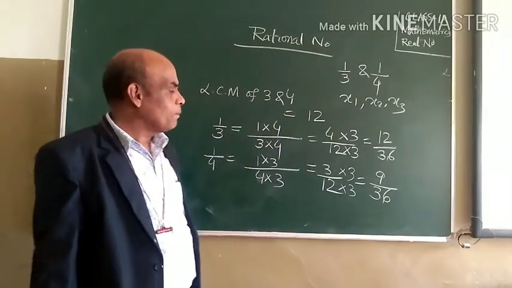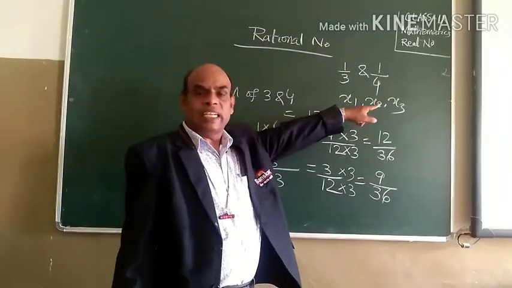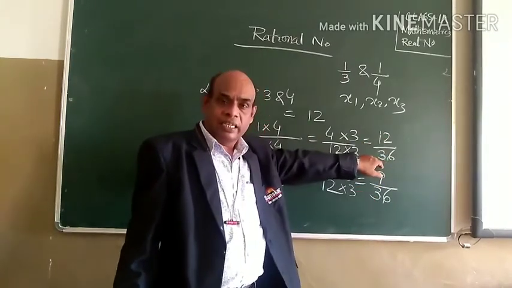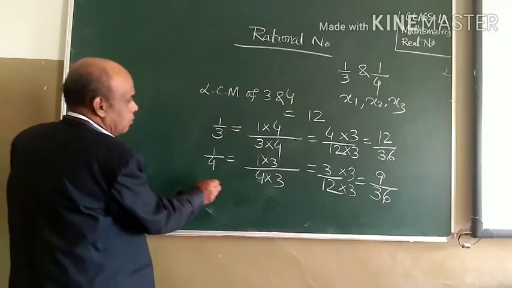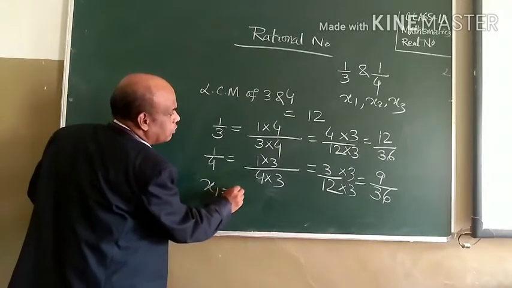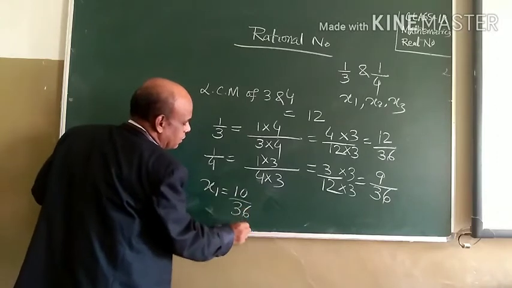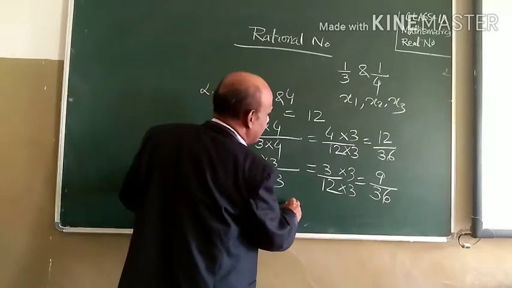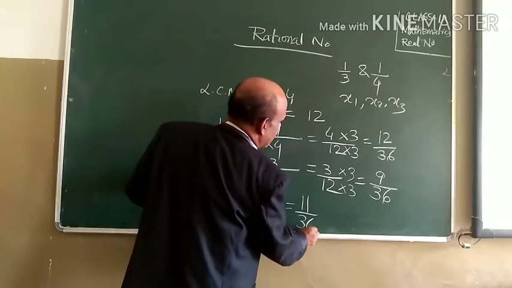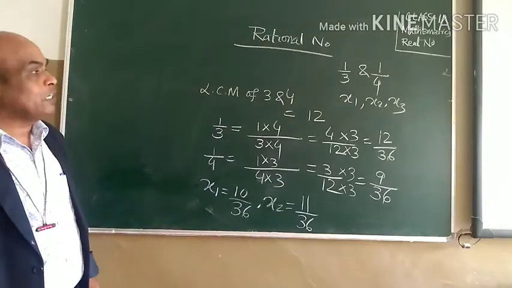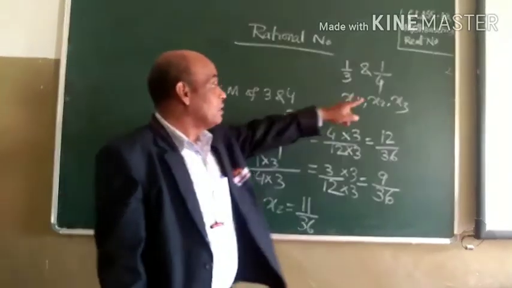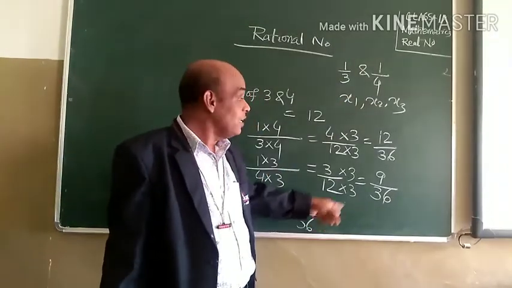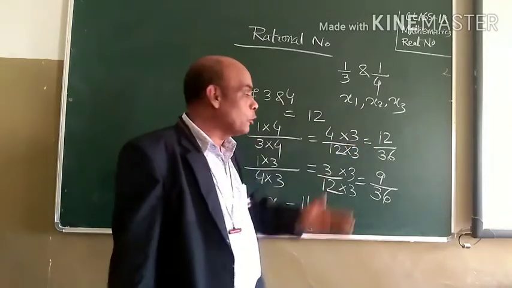So now you see, already I have to insert three rational numbers in between 9 by 36 and 12 by 36. So I may write x1 is equal to 10 by 36, x2 is equal to what? 11 by 36. So we require how much? We require 3. If we require 3, the next number cannot be 12 by 36. Why? Because here is 36. So again we have to proceed.